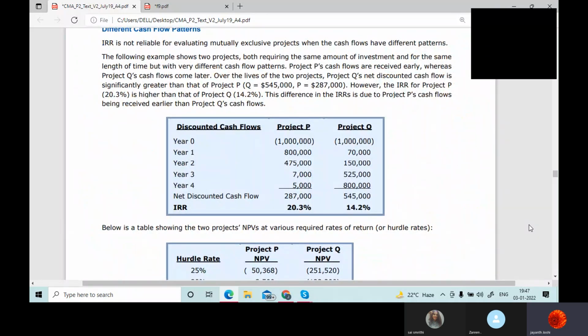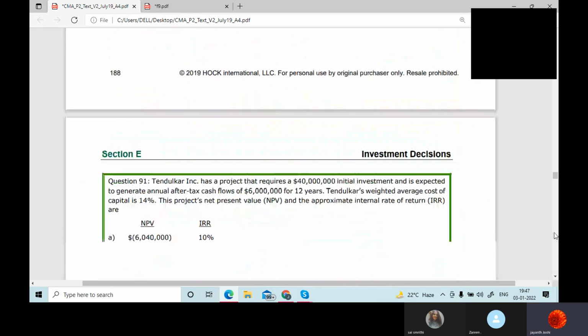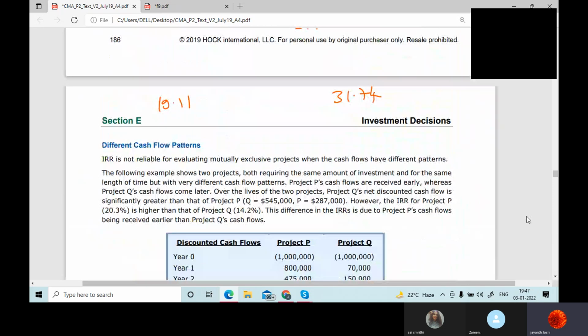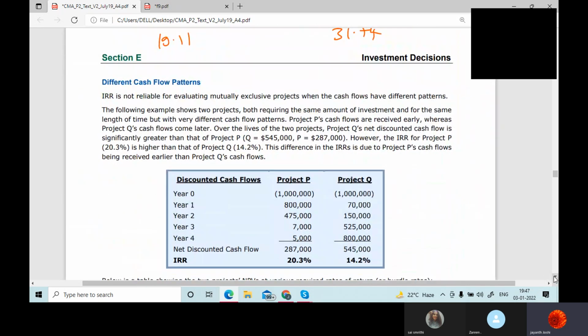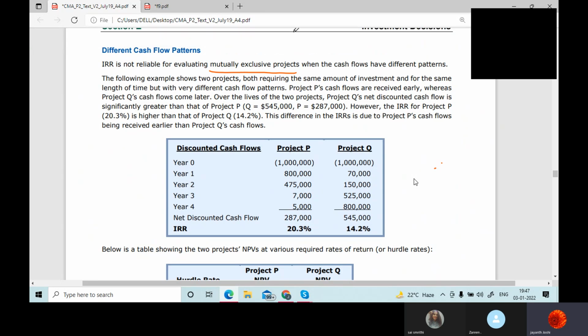So here, different cash flow patterns. Let's work that out. IRR is not reliable for evaluating mutually exclusive projects. This is very clearly explained now. Why is it not reliable? Because even a project with a smaller size is having a higher IRR.